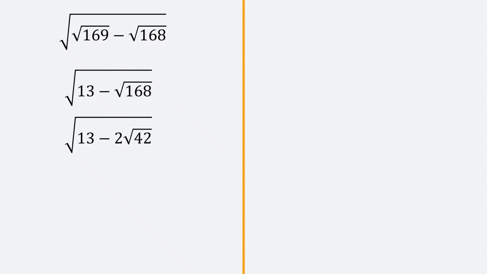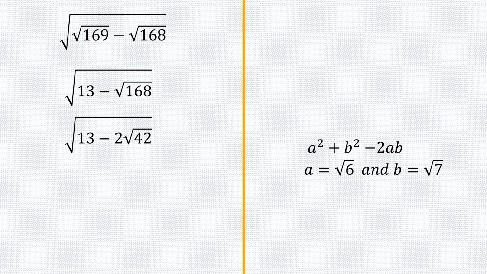I'm going to write what's under the square root as a squared plus b squared minus 2ab. And I'm going to use a as root 6 and b as root 7. And that works because a squared then will be 6 and b squared will be 7. And a squared plus b squared is indeed 13. And ab is root 6 times root 7, that's indeed root 42, so it works perfectly. So let's do that. So now the square root of 6 plus 7 minus 2 times the square root of 6 times the square root of 7.